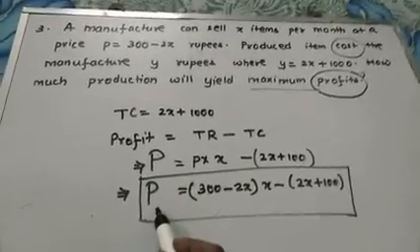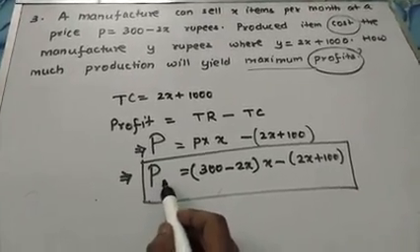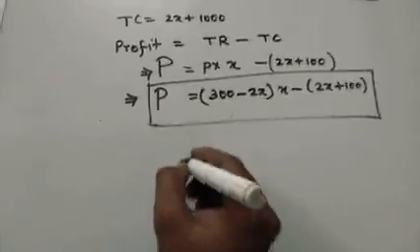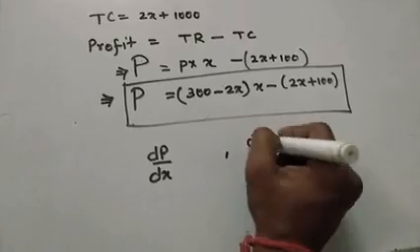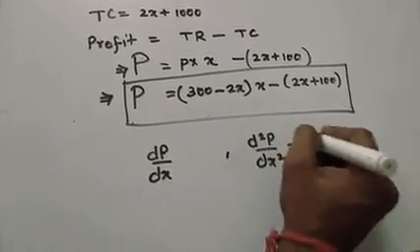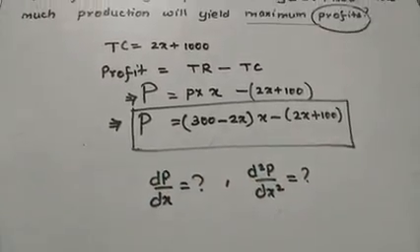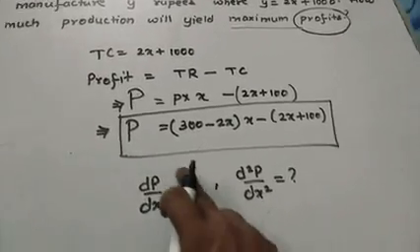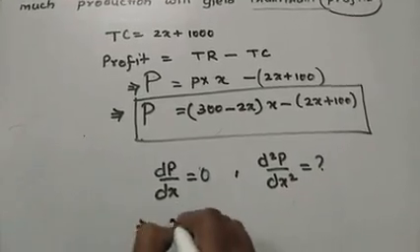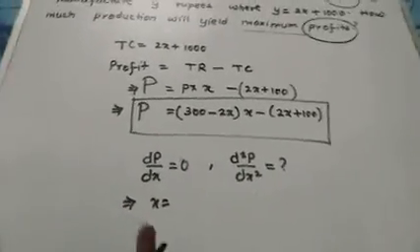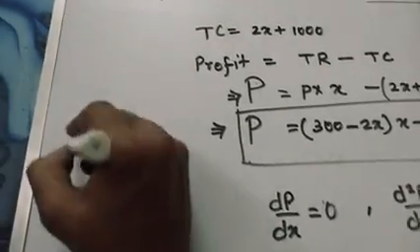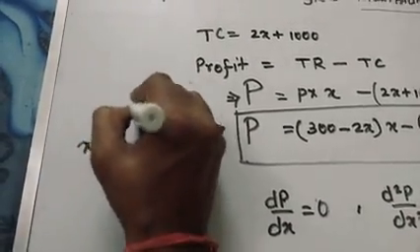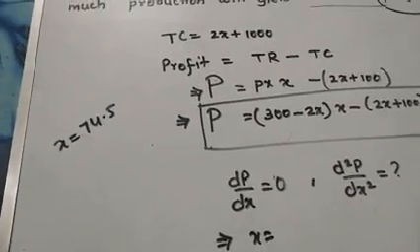That means first of all you will differentiate P, then take the second order derivative of P. That means you have to find dP by dx, then you have to find d2P by dx2. These two things you have to find. Now for the maximum value, we have to equate dP by dx equals 0. From there we will find the value of x. While solving this part you will get x equals 74.5. This value you will get, x equals 74.5.